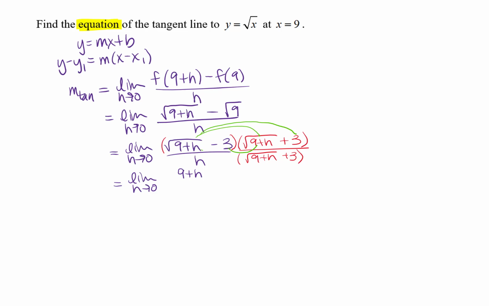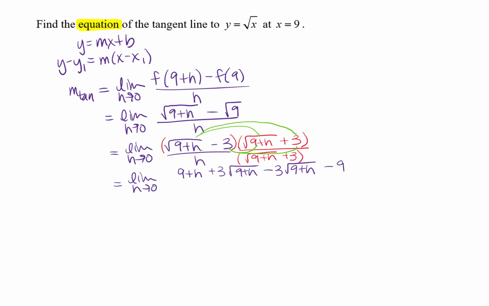So 3 times the square root of 9 plus h, minus 3 times the square root of 9 plus h. I'm going to go ahead and write those out. I don't always write those terms out, but just so you can see them in action here. Okay, and then I got the last part of FOIL, so minus 3 times 3 will give me a minus 9 here at the end.